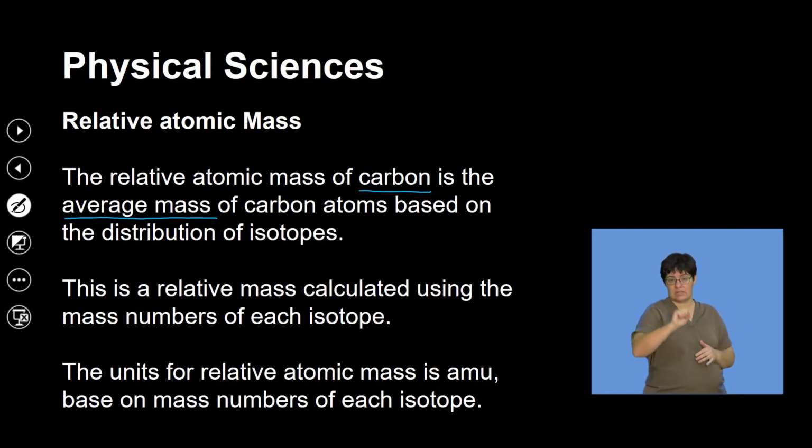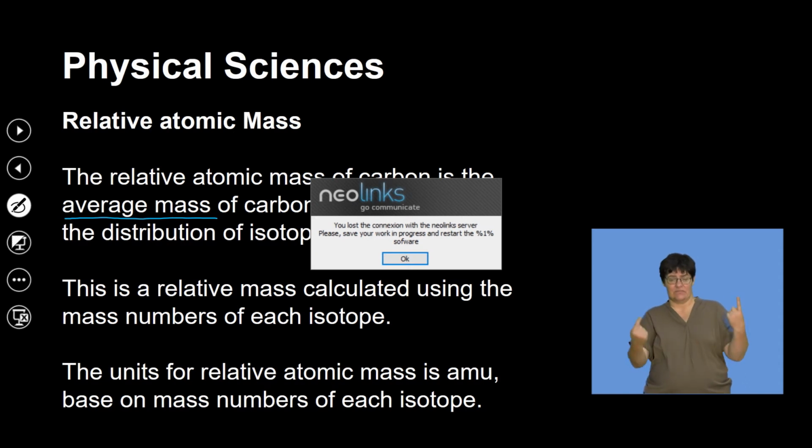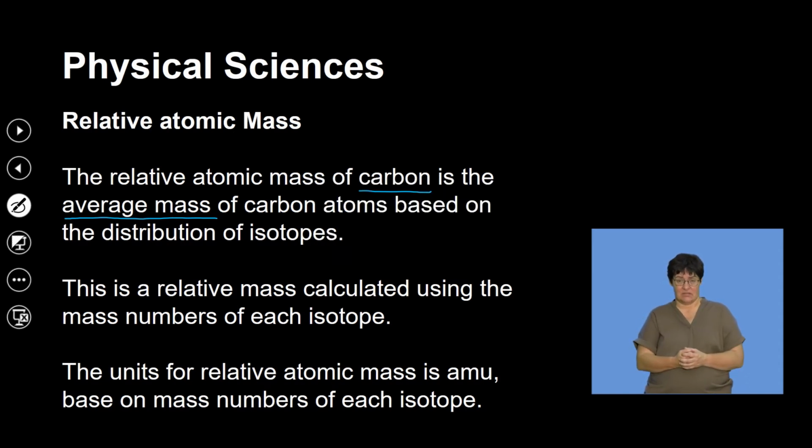So if there are different atoms of the same element that have different masses, the average of those will give us the relative atomic mass for that particular element. So this is the relative mass calculated using the mass numbers of each isotope.